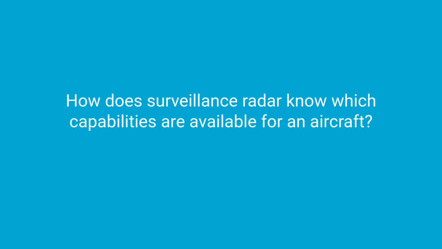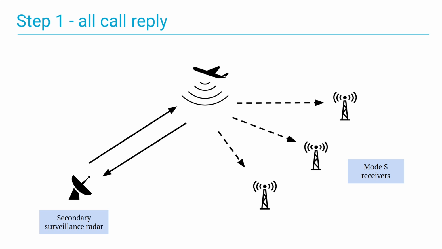How does surveillance radar know which capabilities are available for an aircraft? There are 3 steps to acquire this. First of all, surveillance radar needs to know which aircraft are in its vicinity and what each transponder is capable of. This is needed because most of the aviation communication is designed with backwards compatibility in mind. Since they cannot change their communication device like we change our phones whenever there's a new G coming out, there are still many aircraft with old equipment.